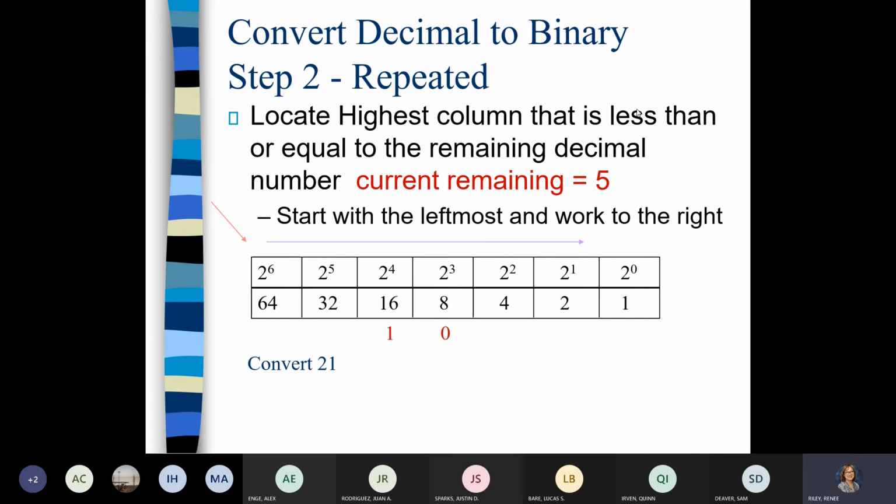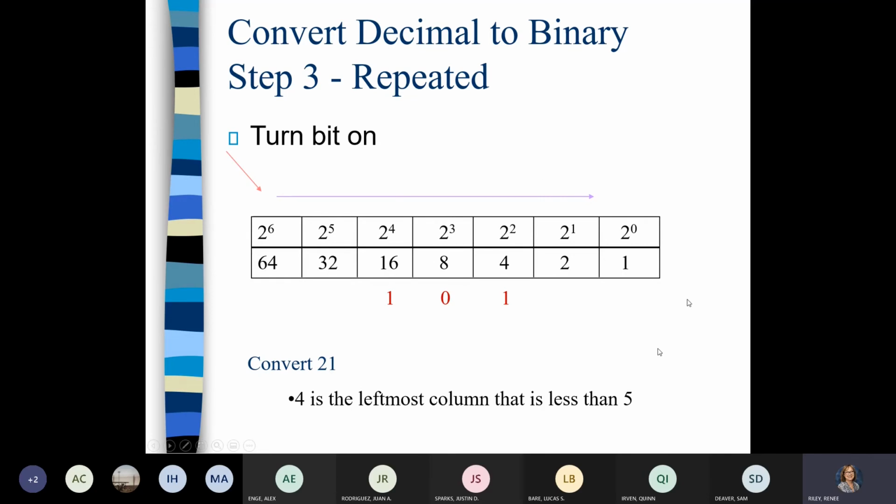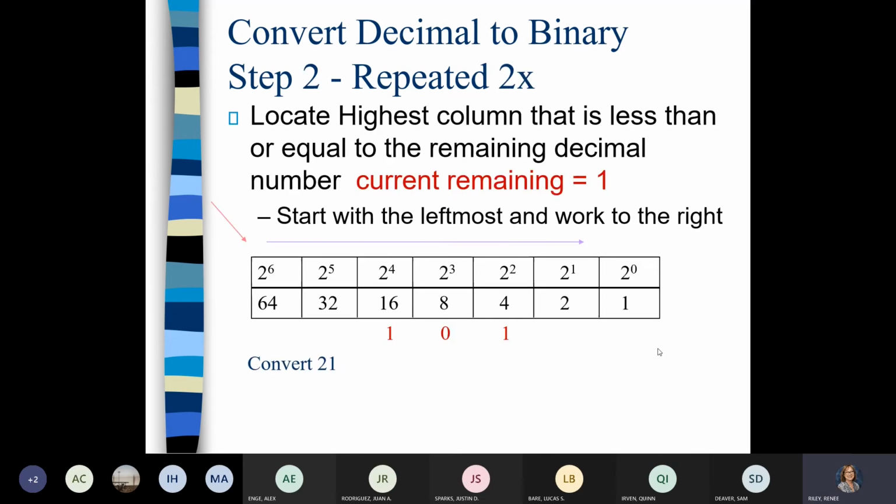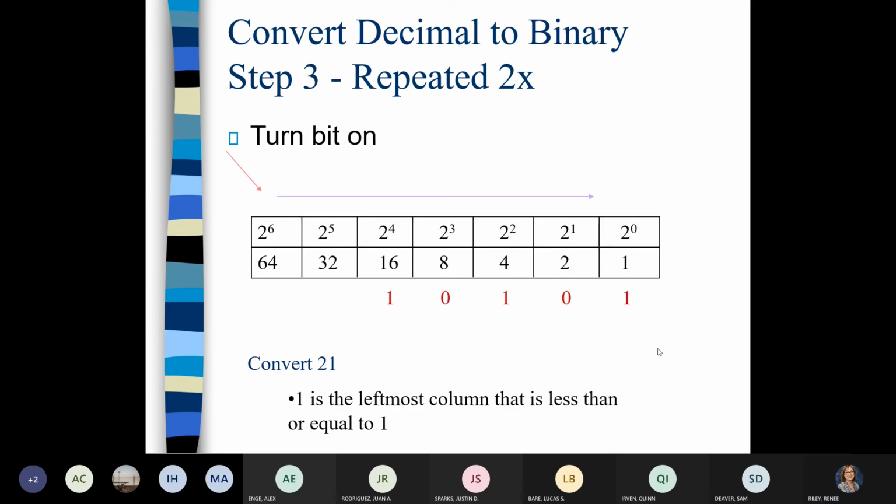4 fits into 5, so I would make my 4-bit 1. That would account for those 4, leaving me 1 left to convert. So my 2-bit would be a 0, and my 1-bit would be a 1. So decimal 21 is equivalent to binary 10101.